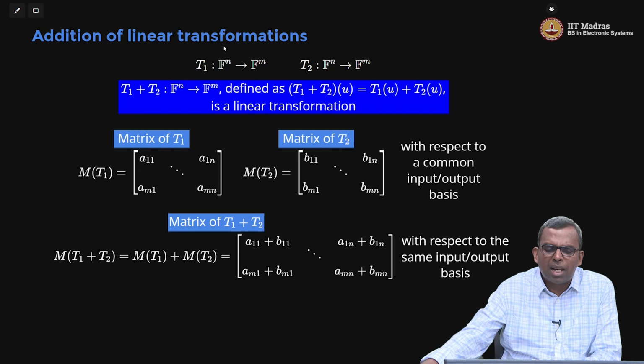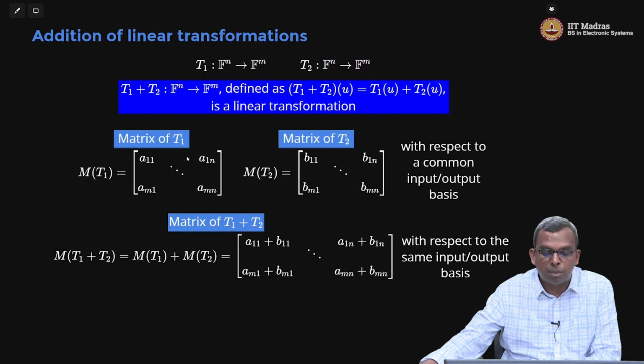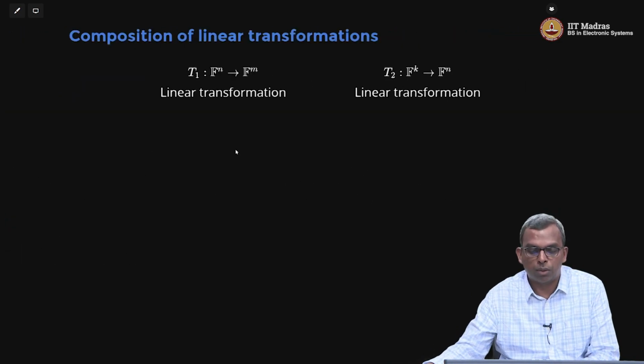You can also do scalar multiplication. I don't have a separate slide on this, but C times T1 is simply C times this matrix, right? When you say C times this matrix, every element of this matrix is multiplied by C. Okay, all the elements are multiplied by C. So, that's scalar multiplication. So, you can add two matrices, you can multiply a matrix with a scalar and so on. Okay, so that's one.